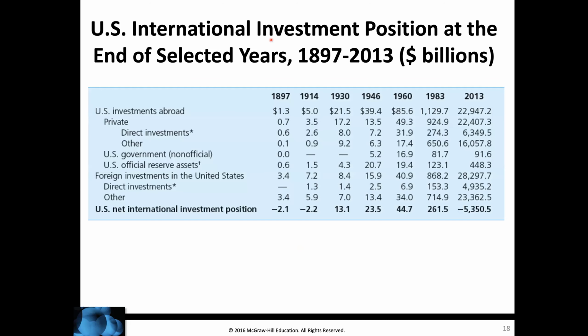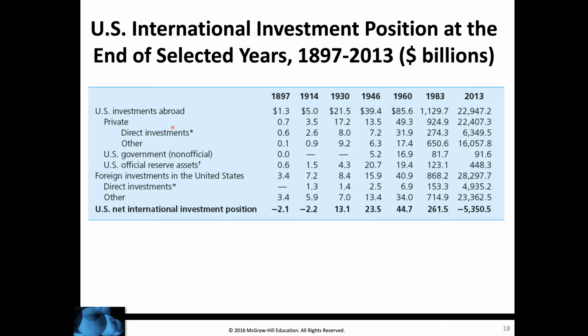So here we've got the U.S. international investment position at the end of selected years. We've got one clear back to 1897 and most recently 2013. You can see the U.S. investment abroad as a whole, and this is in billions, so 1.3 billion. And here we've got 22.9 trillion as of 2013 in total.